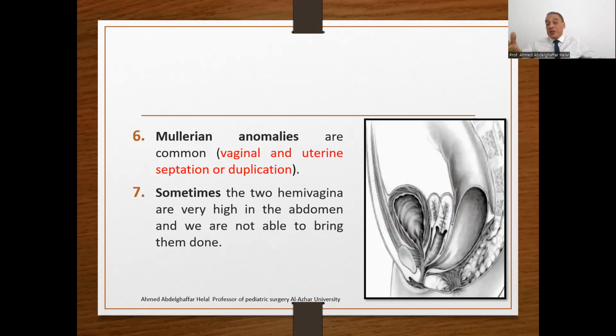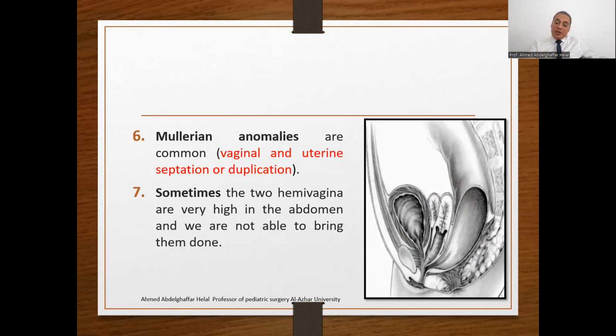Also, Mullerian anomalies are very common with this type, such as a duplicated vagina, duplicated uteri, or vaginal septation. There may be a septum, and we may have a double vagina. Sometimes these two hemivaginas are very high in the abdomen, and we are not able to bring them down.